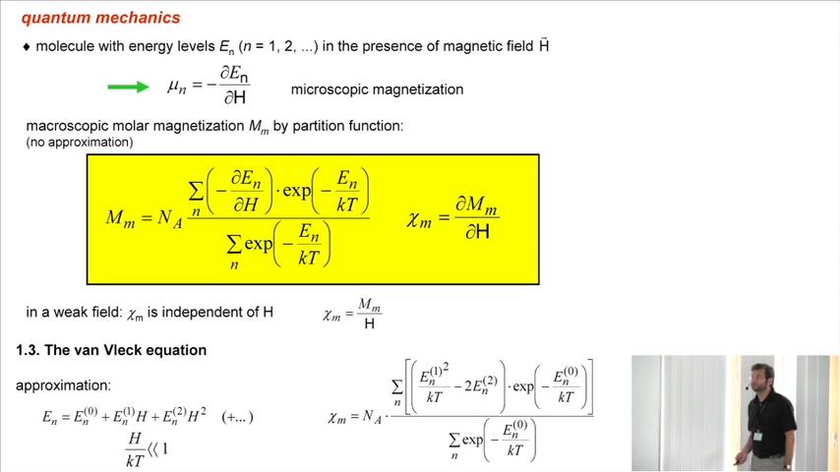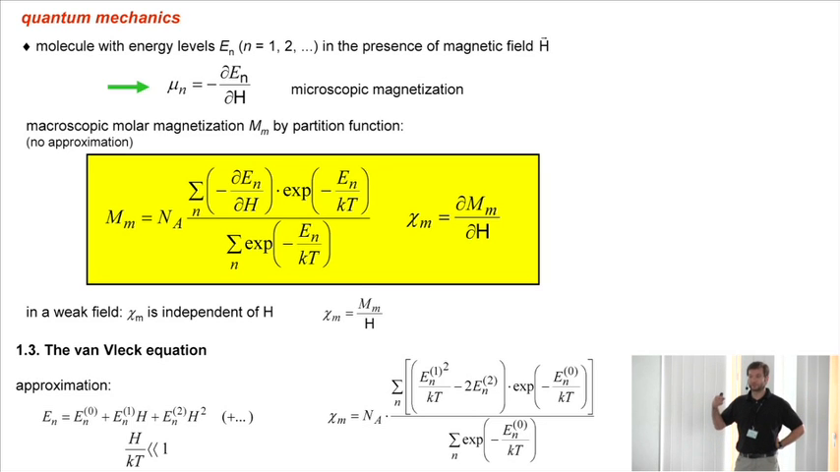So that was the classical picture. Now let's go to quantum mechanics. We have a molecule. A molecule has energy levels. So the index n here goes over each energy level of the molecule. And we have to look at these energy levels in the presence of a magnetic field. And then, what is the magnetization for the macroscopic sample, which is the derivative of the energy of the whole sample. Now we have a microscopic magnetization of each energy level, which is nothing else than the negative derivative dE_n/dH.